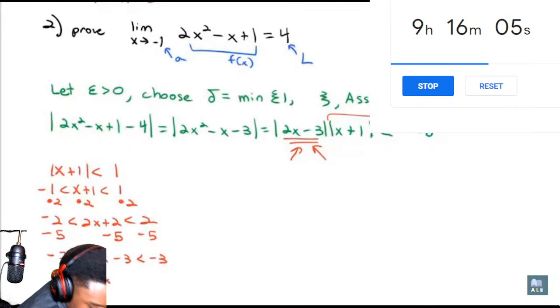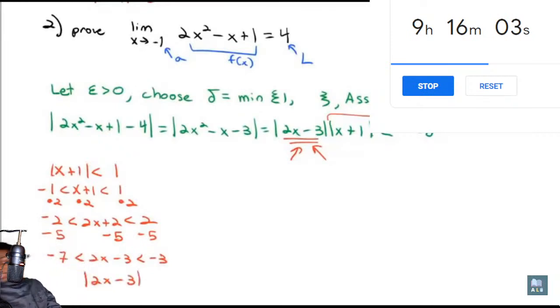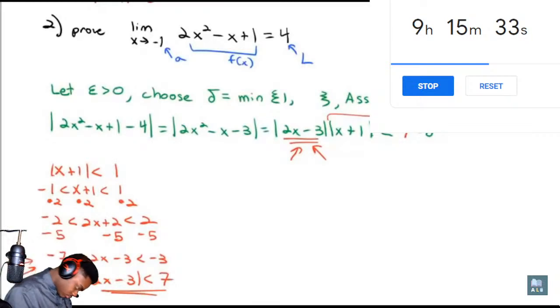Changing it back to an absolute value expression, 2x minus 3 is less than, and then we pick the most extreme case, so we're always ready for a worst case scenario. This time the most extreme case is on the right side, 7 being more extreme than the 3. And positive, because we're talking about absolute value. So 2x minus 3 is less than 7. That is what is being multiplied by our delta, which also tells us the reciprocal means divide by 7, so our delta is epsilon over 7.